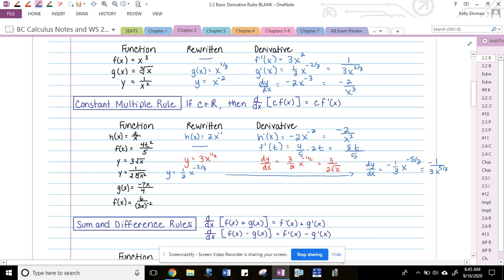Should I write that as cube root of x to the 5th? It doesn't really matter. What you're going to be doing with these problems is plugging a number in and simplifying. So it's whatever would make more sense to you.